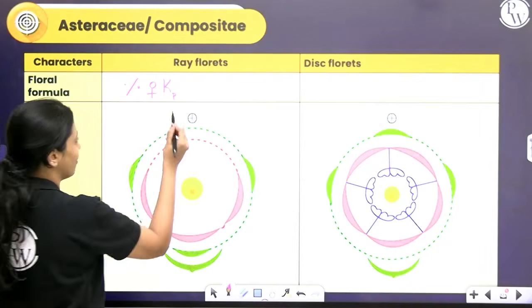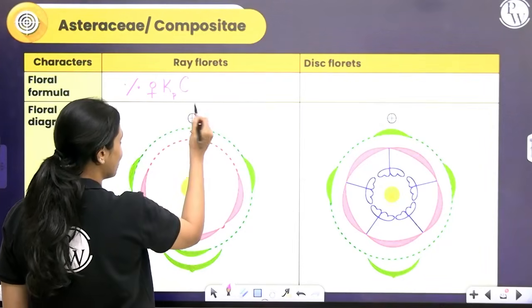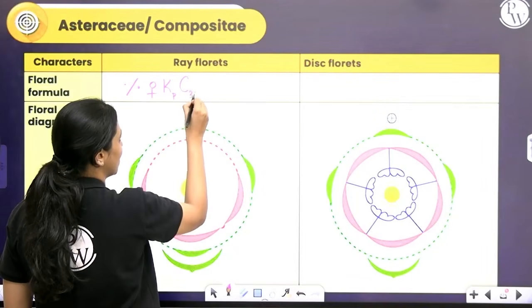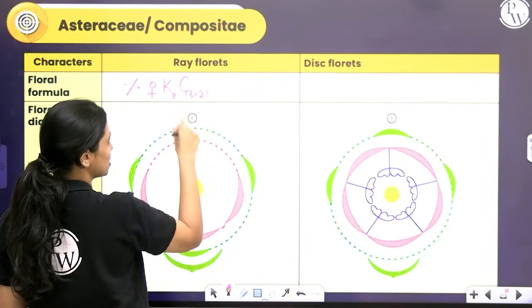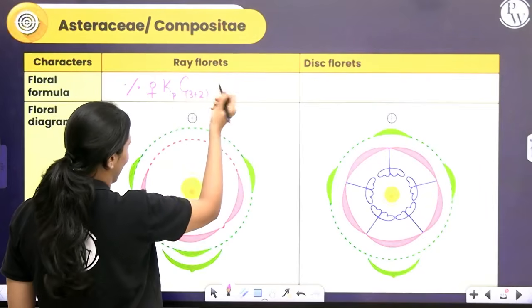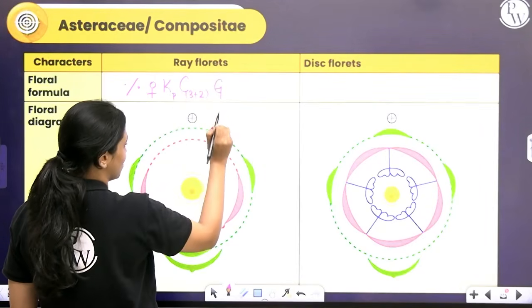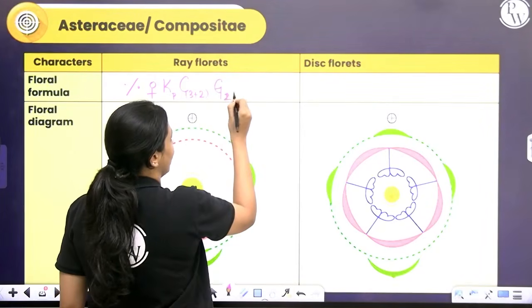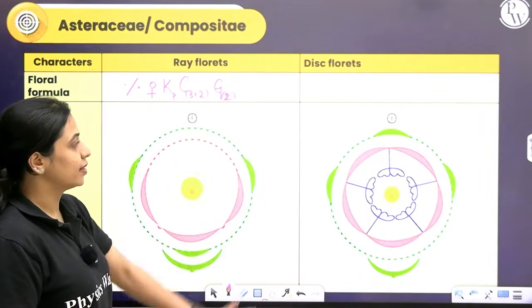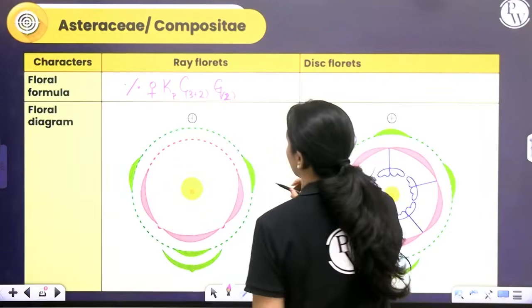And then you have corolla. Corolla you have 5. They are fused. So you have over here 3 plus 2 that are fused. 3 are large and 2 are small. And then you don't have Androecium. You have gynoecium, bicarpellary and syncarpous. And in the disc florets, how is it?